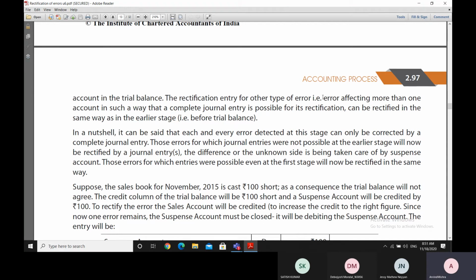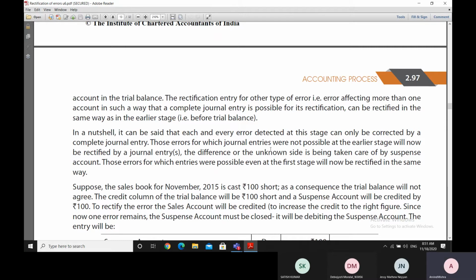However, where any error is affecting more than one account in such a way that a complete journal was possible for its rectification, if it was detected before the preparation of the trial balance, then after the preparation of the trial balance, if it is detected, it can be rectified in the same way as in the earlier stage, that is, by making the appropriate journal entry which should have been made even before the trial balance. Now also the same journal entry can be made to correct such kinds of errors where a complete journal entry was possible earlier also.